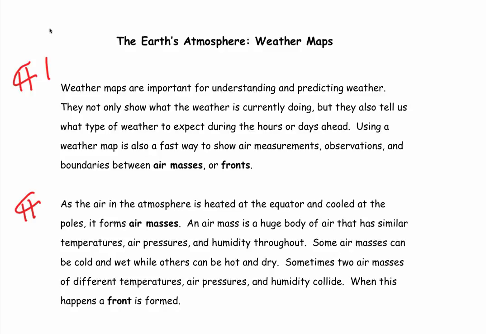So weather maps are important for understanding and predicting weather. They not only show what the weather is currently doing, but they also tell us what type of weather to expect during the hours or days ahead. Using a weather map is also a fast way to show air measurements, observations about the weather, and boundaries between air masses and fronts. And so this idea of air masses and fronts, this is what we need to take a look at first when we want to come to think about weather.